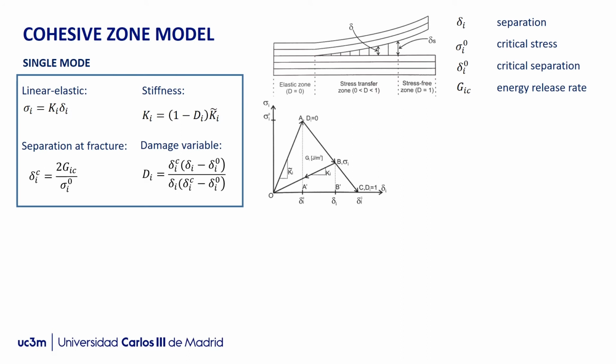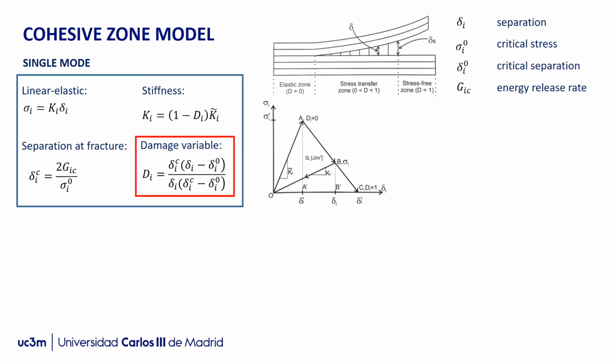The interlaminar interaction is implemented through a mixed-mode cohesive zone model. A cohesive model works under the assumption that the interface has a linear elastic behavior until a critical level of stress or separation is reached. After that, the stress transfer capacity is still maintained, but damage is initiated with a progressive degradation of the stiffness that is controlled by the damage variable d.